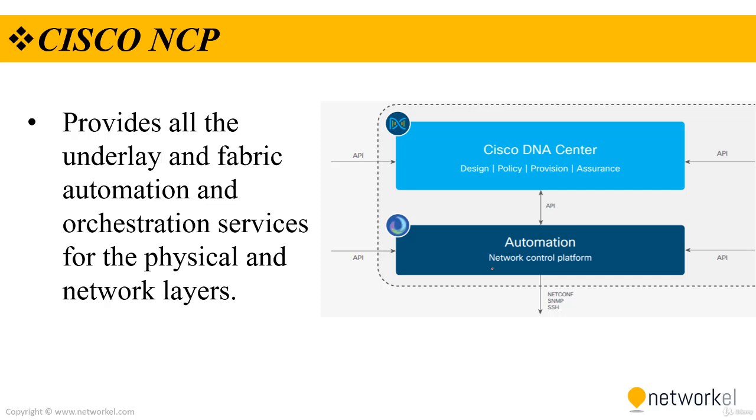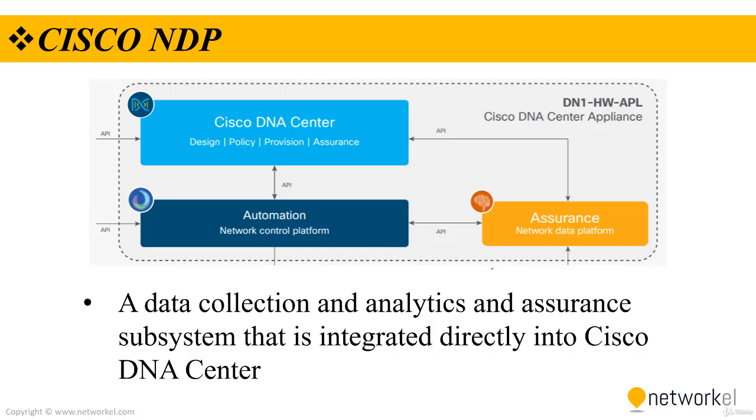So let's start with the Cisco NCP. This is a subsystem integrated directly into Cisco DNA Center that provides all the underlay and the fabric automation and orchestration services for the physical and network layers. NCP configures and manages Cisco network devices using NETCONF and YANG, SNMP, SSH, and so on, and then provides network automation status and other information to the management layer.